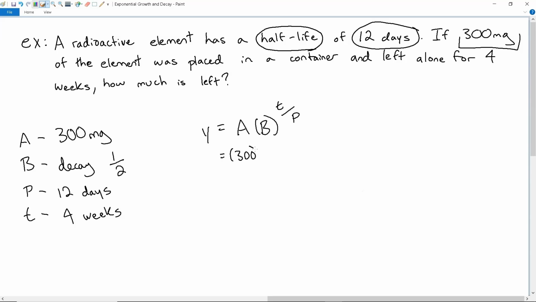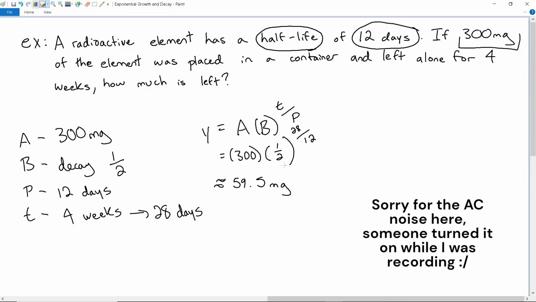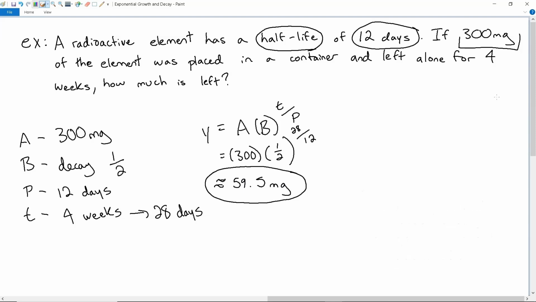A is 300, B is 1/2. Now for T and P, I want to make sure I'm using the same units. So P is in days, so I'm actually going to change 4 weeks into 28 days, just to make them work with each other. So our T will be 28, and our P will be 12. And so if I plug in all of these values, I should get an answer of roughly 59.5 milligrams. So that is how much of our element is left after 4 weeks.